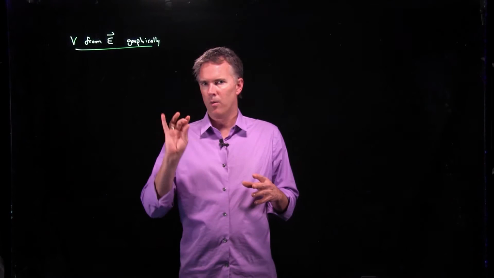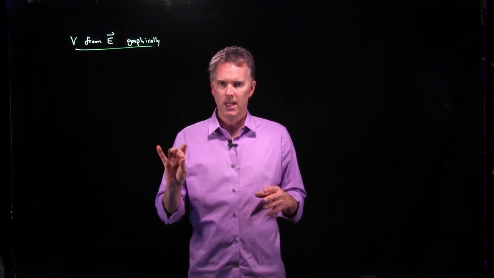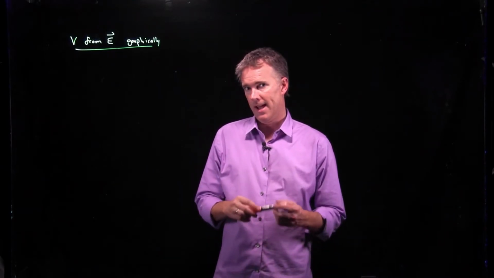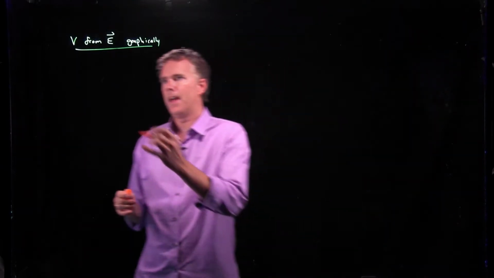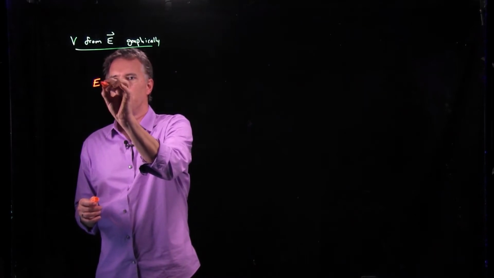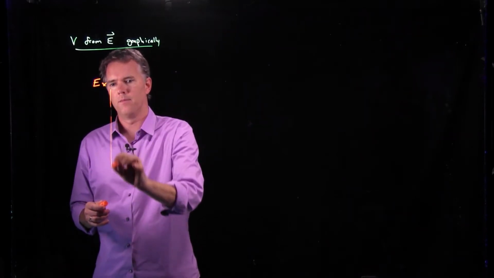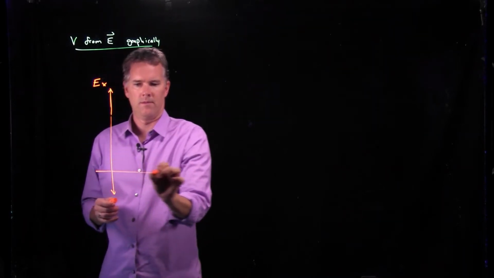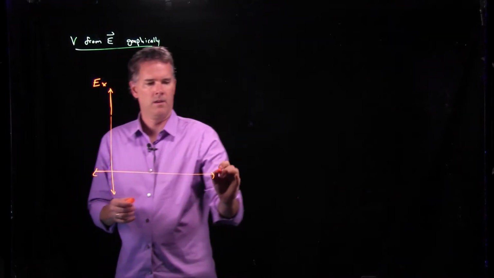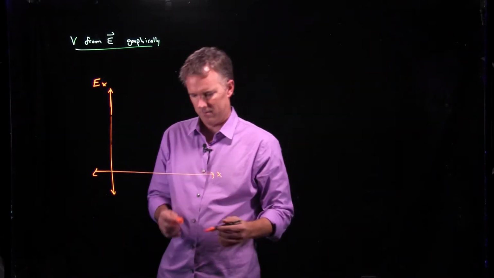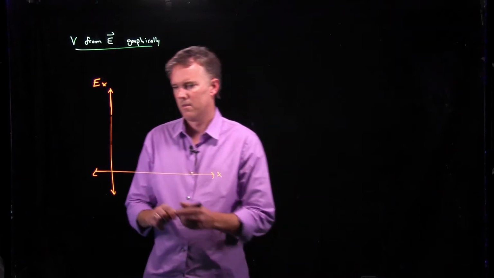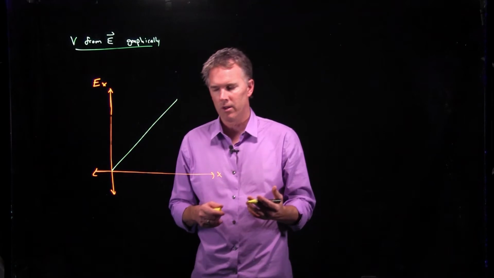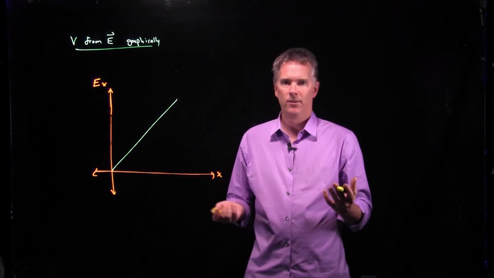Let's say we're trying to figure out what V is if we're given E, and we want to have a graphical interpretation of this. Let's pretend that we have the following. Let's say that our electric field, which is in the x direction, as a function of x, looks like this. It grows linearly in x. And we can give it some value.